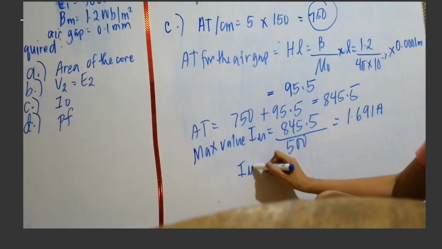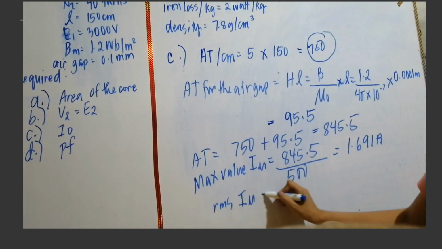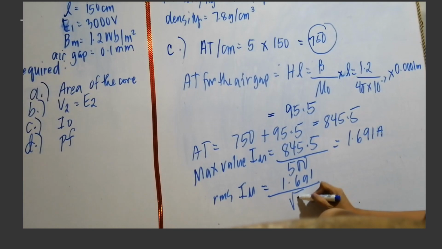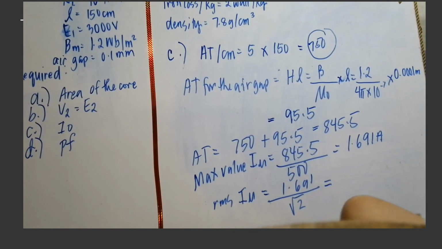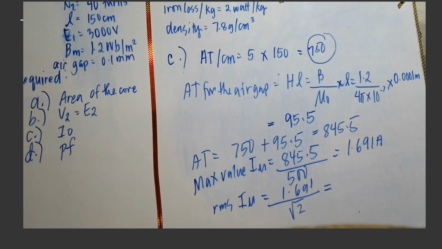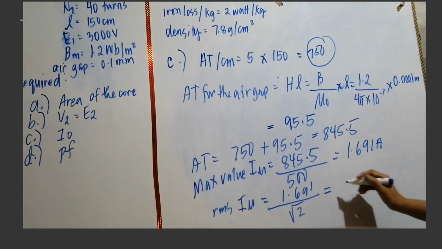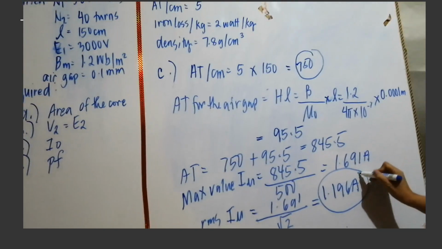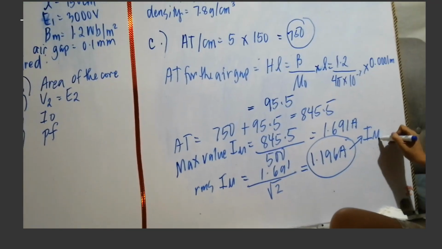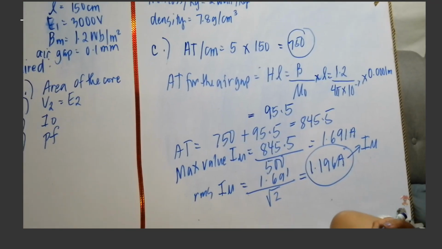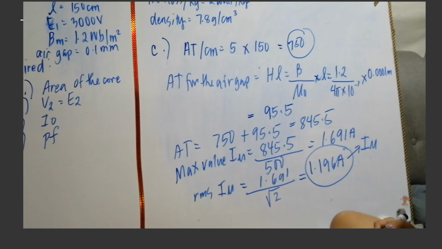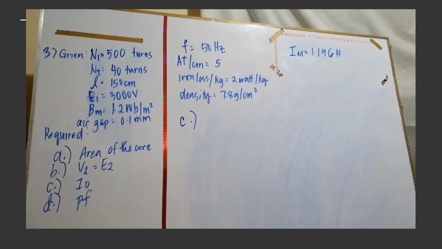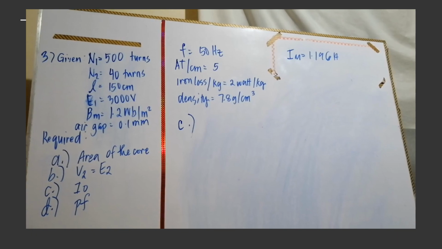So I sub mu RMS is equal to 1.691 divided by square root of 2 to get the effective magnetizing component of the I sub 0. And this is equal to 1.196 ampere. So this will be the value of our I sub mu. So we already obtained the value of I sub mu, which is equal to 1.196 amperes.